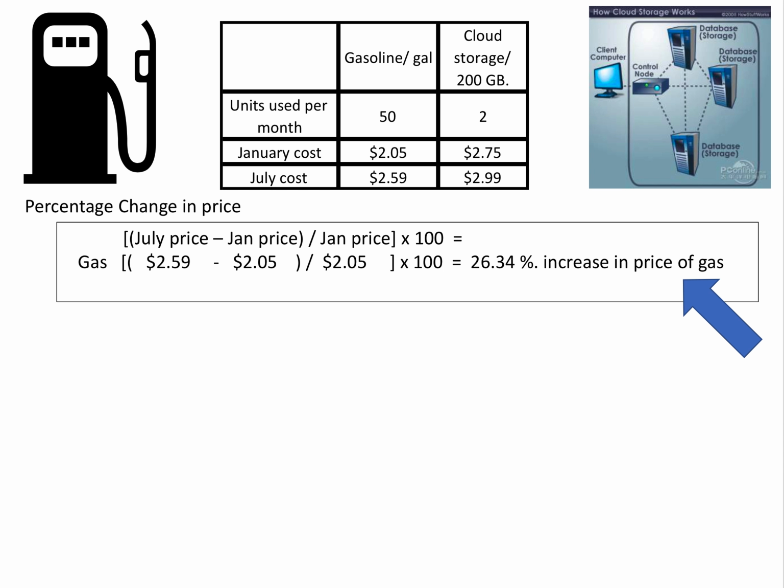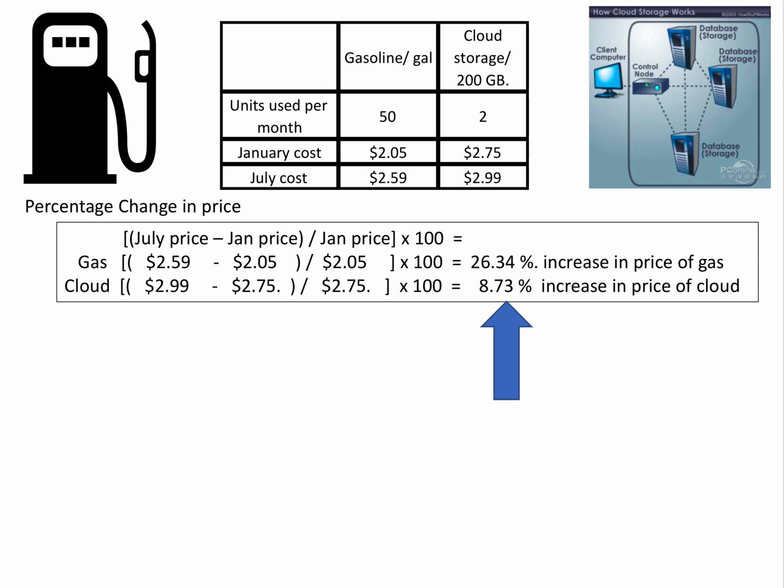Okay? Then, what about for the iCloud or the cloud storage for 200 gigabytes, and we use two of them? Once again, we're just looking at the price, and we do the same computation, taking the July price, subtracting the January price, dividing that answer by the January price, and then multiplying the answer by 100, and we get an 8.73% change in the price of cloud storage. Well, that's part of what we want.